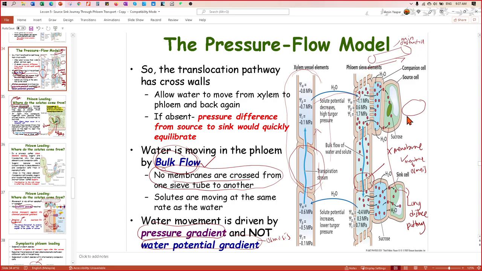Cytoplasmic streaming happens when cells are connected, living cells. These here are pretty much empty. It's like a bamboo, you know, bamboo? It's pretty much empty. From here to here to here, the living part is in the companion cells. Okay, so it's a combination of the living part and non-living parts. Does that answer your question, or do you have something else? No, I think that's it. Okay.